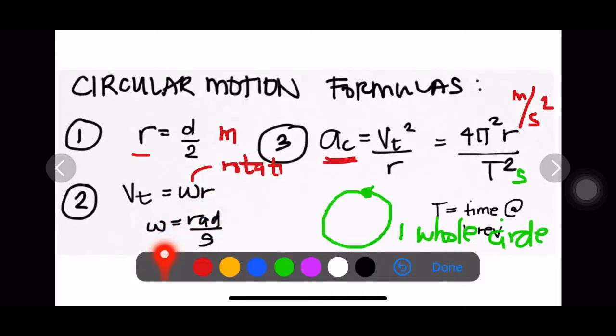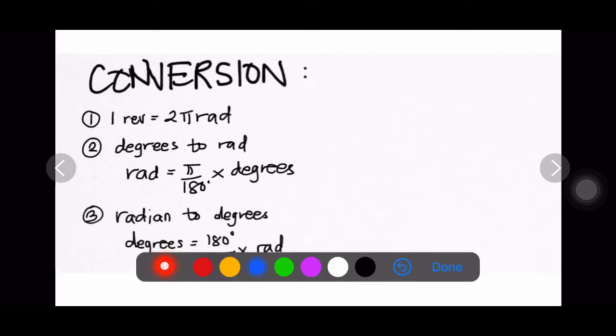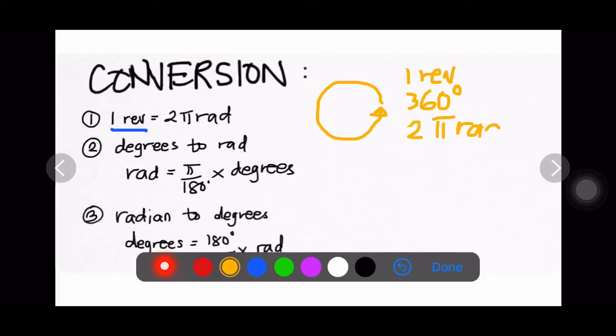What if the rotational speed is not in radians per second? That's why we have to convert any value to radians. If the given is in revolutions, to convert it to radians, we have 2 pi rad. One revolution is one whole circle, which is also 360 degrees, and that's also 2 pi rad.